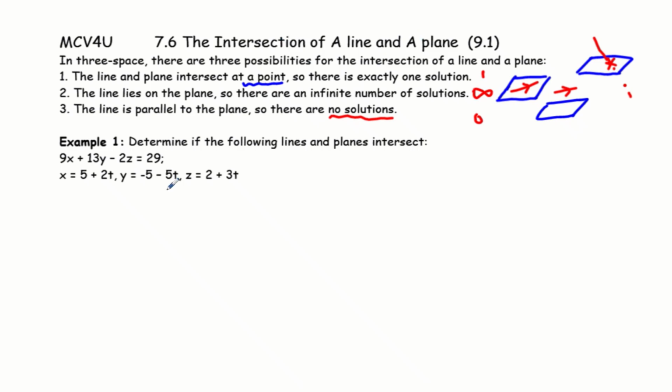So example 1, determine whether the following lines and planes intersect or not. If you have one point of intersection, or zero intersection, or infinite. So the first one, you see x, y, z in one equation. And that is our ax plus by plus cz plus d equals 0. So this is our equation of a plane, the Cartesian equation of a plane.